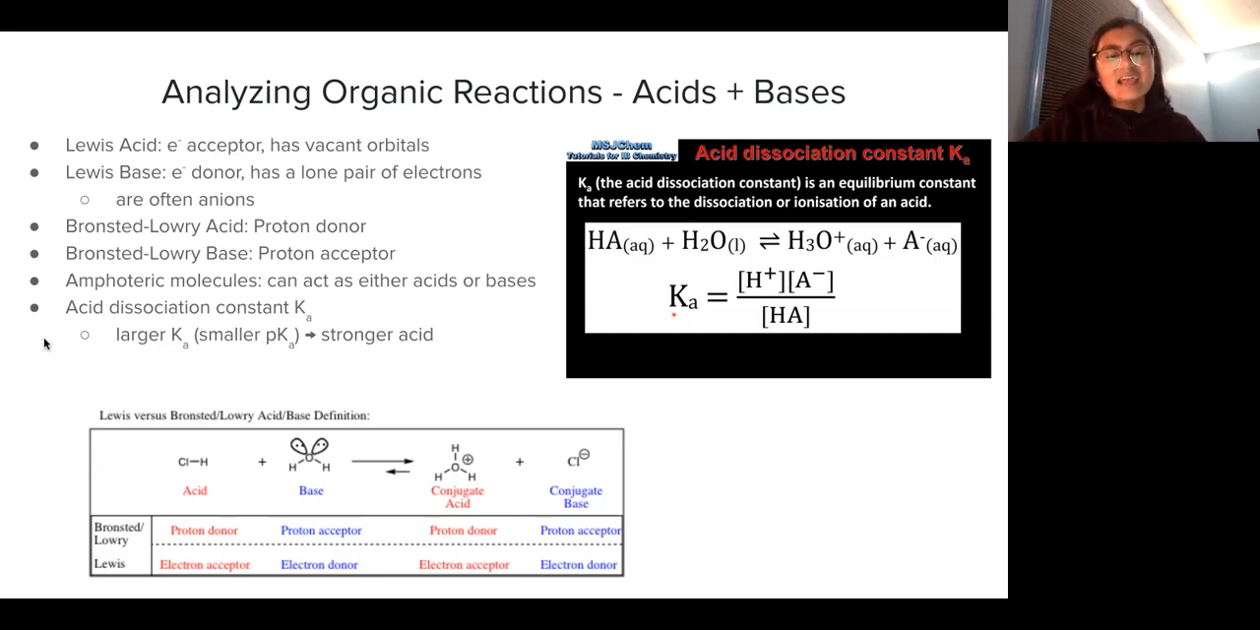And then, excuse me, amphoteric molecules can act as either acids or bases, just a term to know. And then your acid dissociation constant, Ka, which is calculated like here for you. You should know that a larger Ka means that you have a stronger acid. That means a smaller pKa means you have a stronger acid, because when you see the p in front, it just means you're taking the negative log of whatever's in front of it. So the negative log of a large Ka is small.